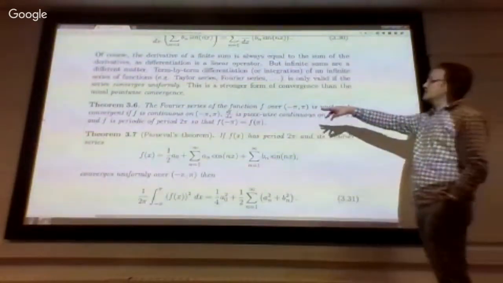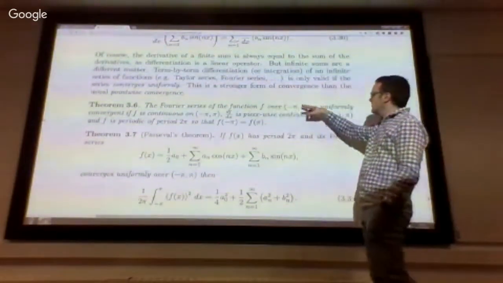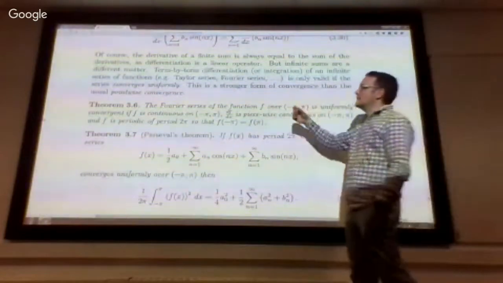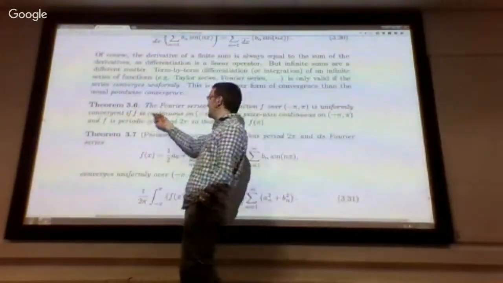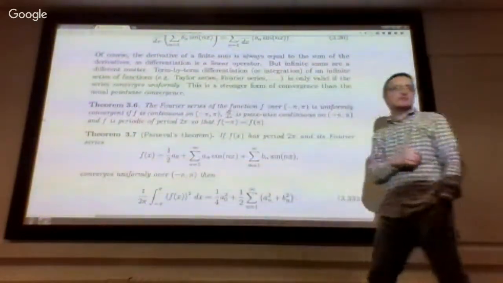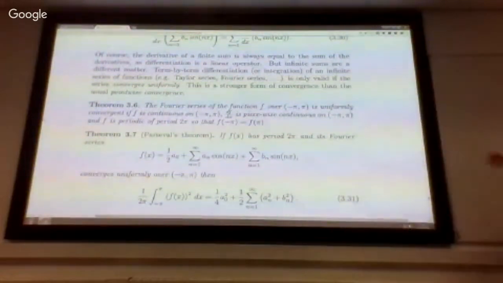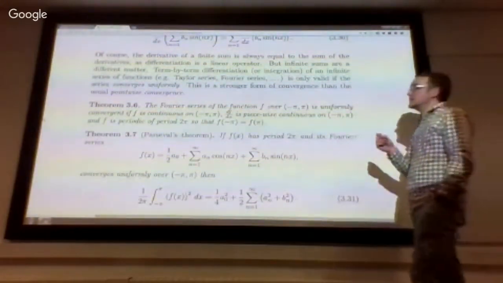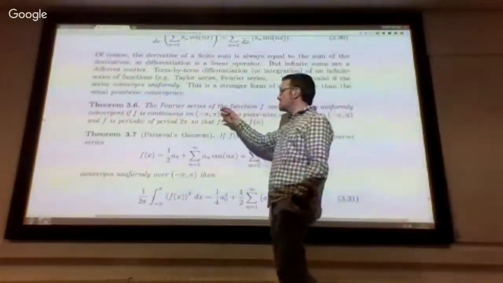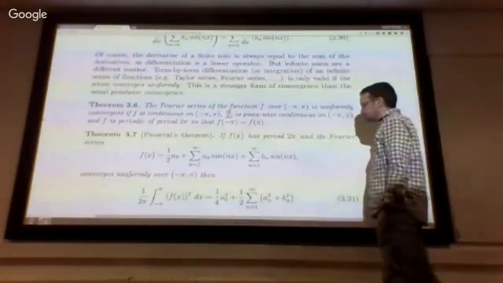It says the Fourier series for f converges uniformly if, first, f is continuous on the interval. That would immediately rule out the example I just showed. That example is not continuous at 0. It makes a jump of 1 at the point 0. So your function f has to be continuous.